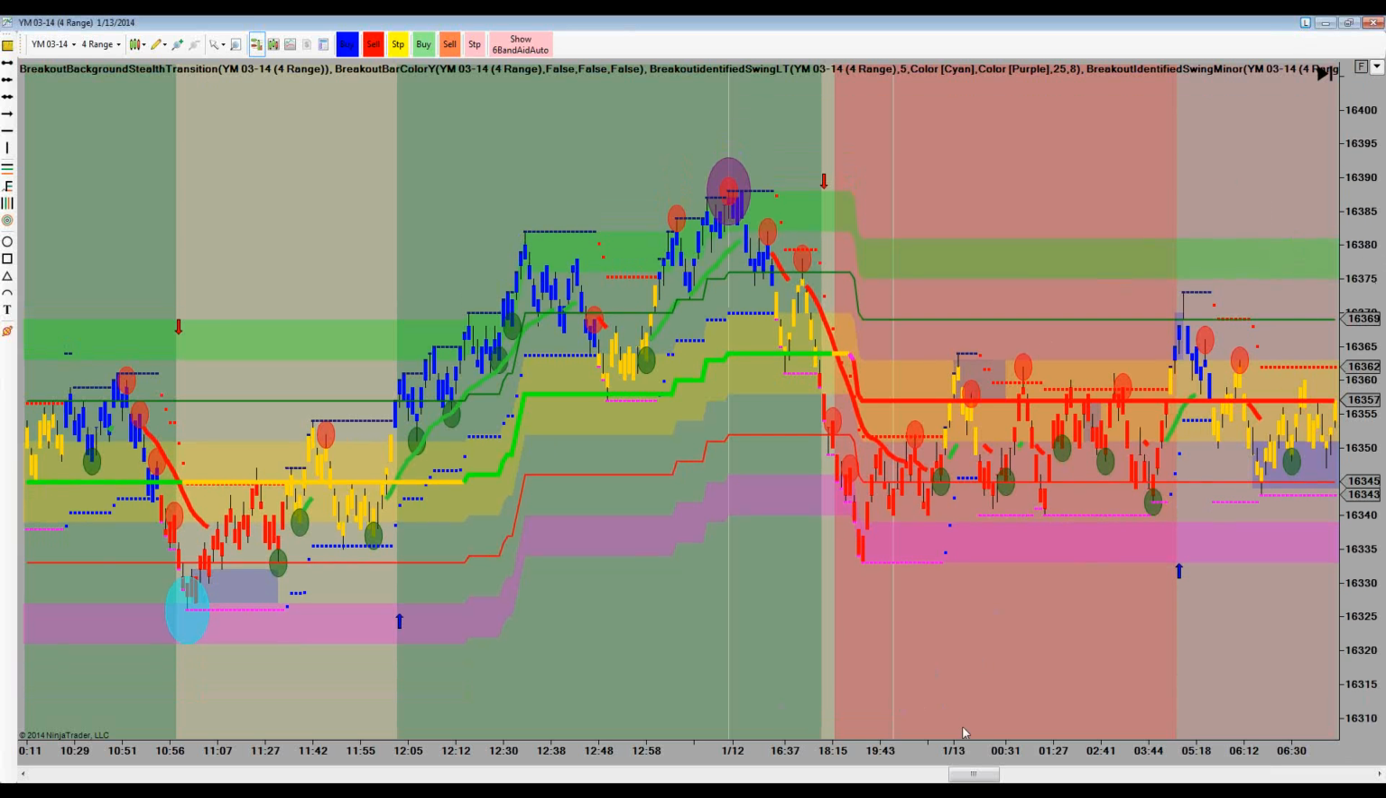And this would have been going into the morning of the 13th, which I believe was Monday, right? So I think the 12th would have been Sunday, so this was Sunday afternoon. The futures markets open on Sunday afternoon, you know that here in the States. And then we're transitioning right in here into Monday morning.